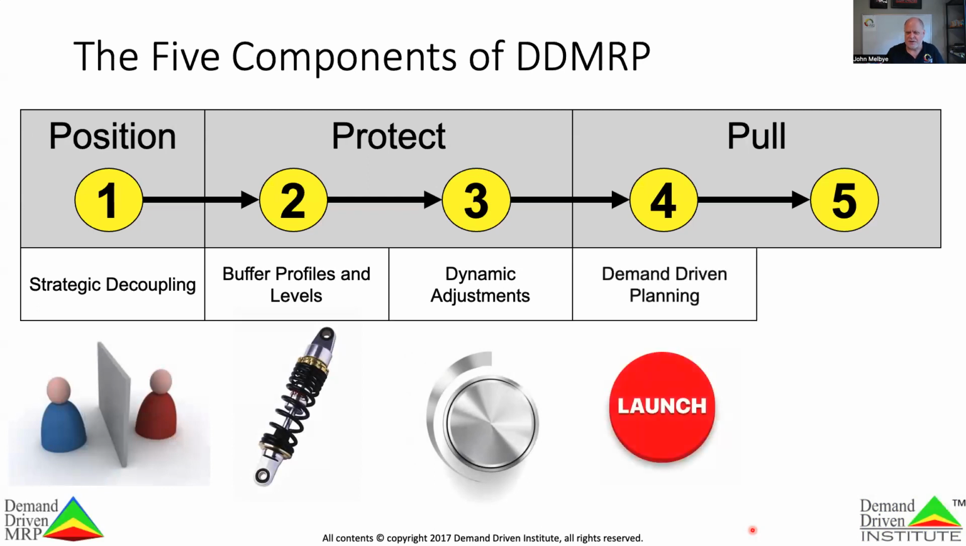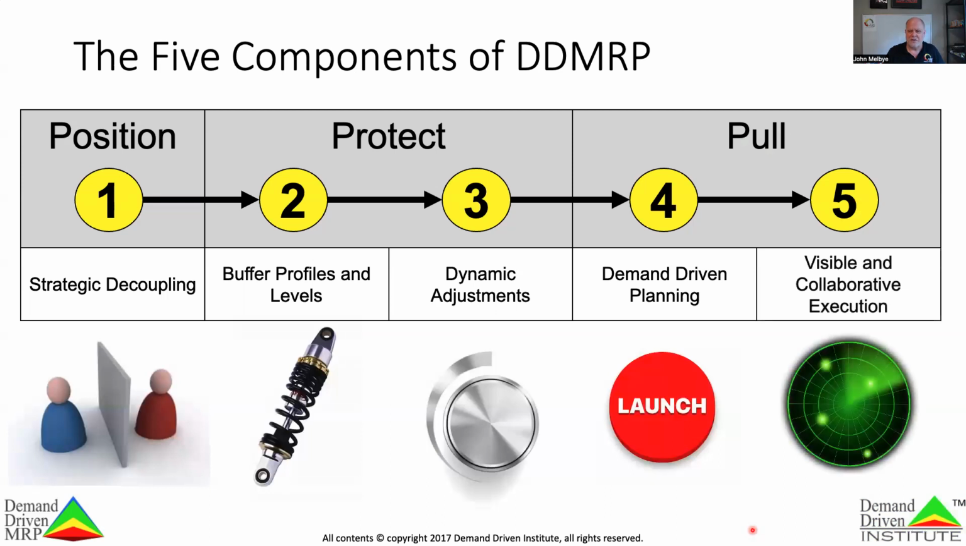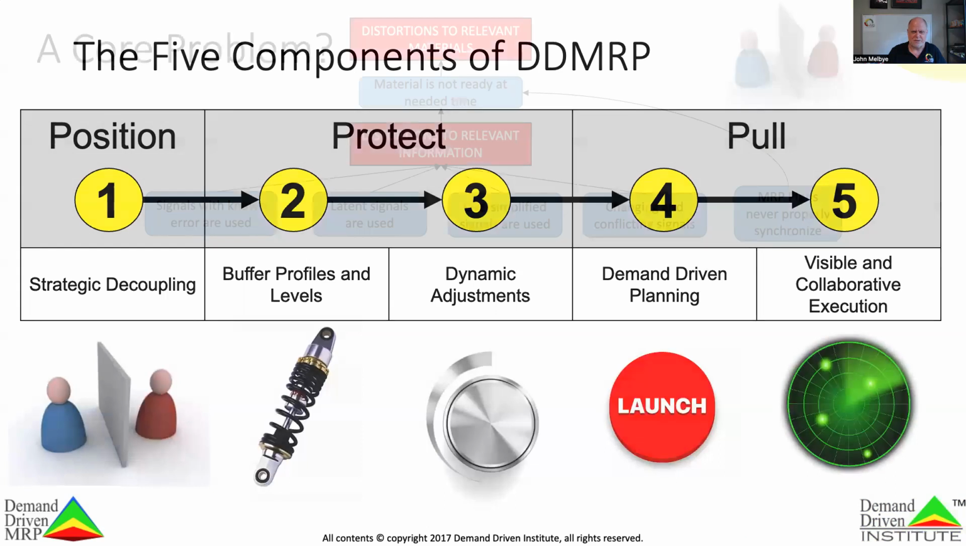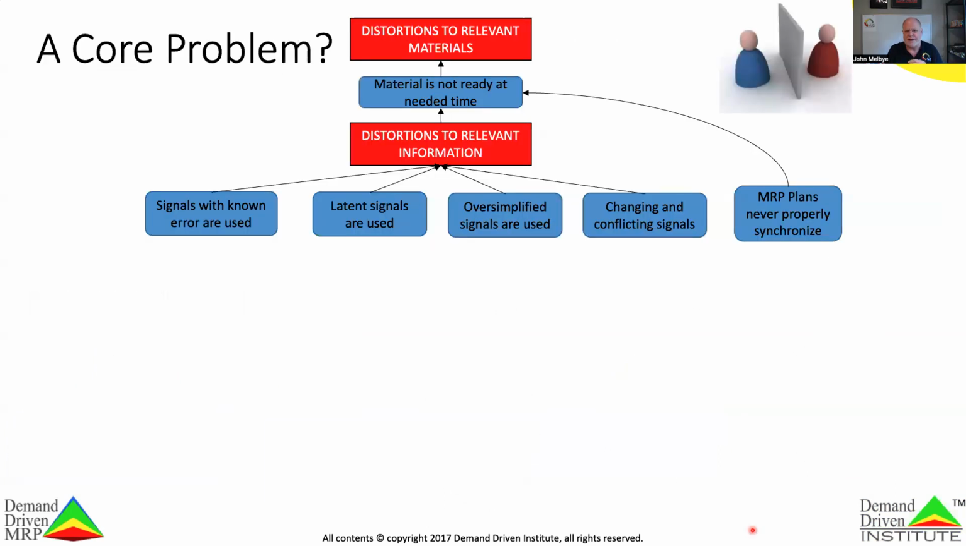We need to follow the demand-driven planning methodology, and we end up with visible and collaborative execution, where we have everyone understanding, or able to easily understand, what is our intent and where are our pain points at the moment. Now, let's go back to our core problem here, where we have distortions to relevant information and distortions to our supply signals.